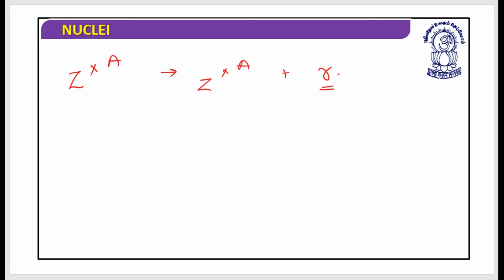Great. And the Q value for gamma is 0, because no mass has been changed.